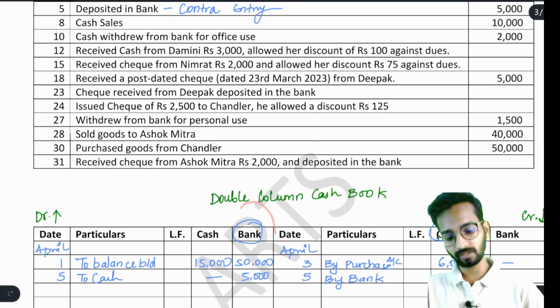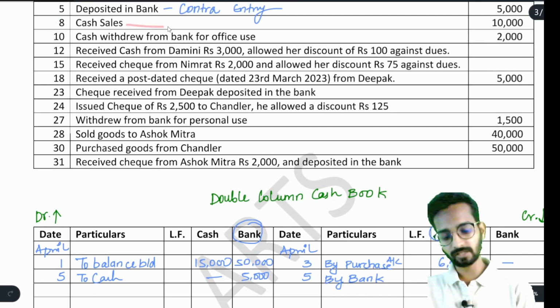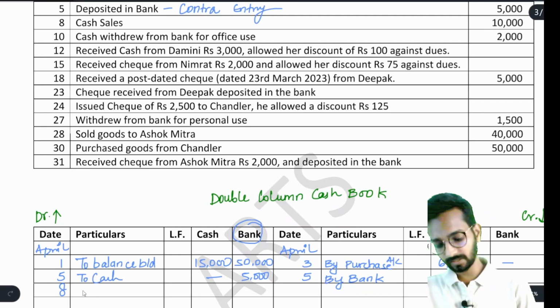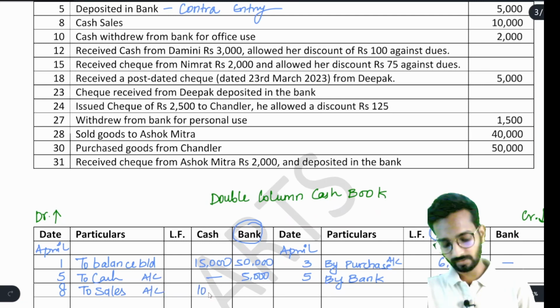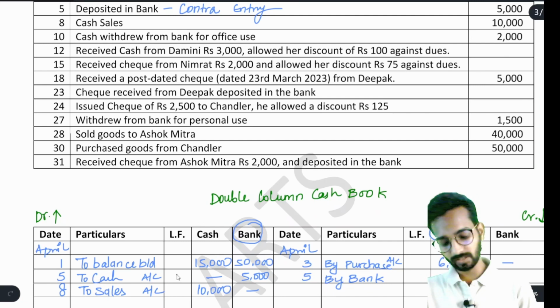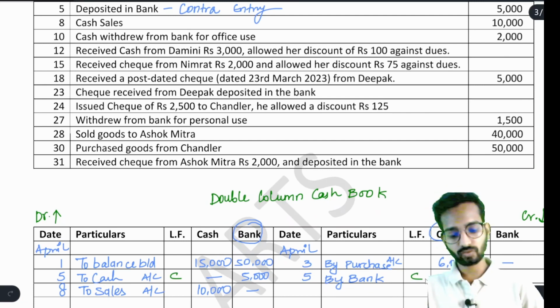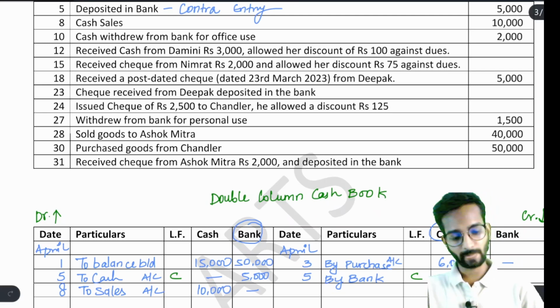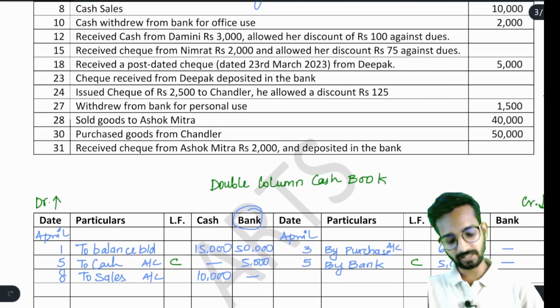Now moving further, the next point we have here is on date 8th April we have a cash sales of how much? 10,000 rupees. So I will write here on April 8 to sales account, cash sales is 10,000. So I will write here 10,000. No changes in bank. Remember one important thing to write here. In the contra entry you have to mention C here, so that it becomes easy to identify where are the contra entries, on what date it happened.